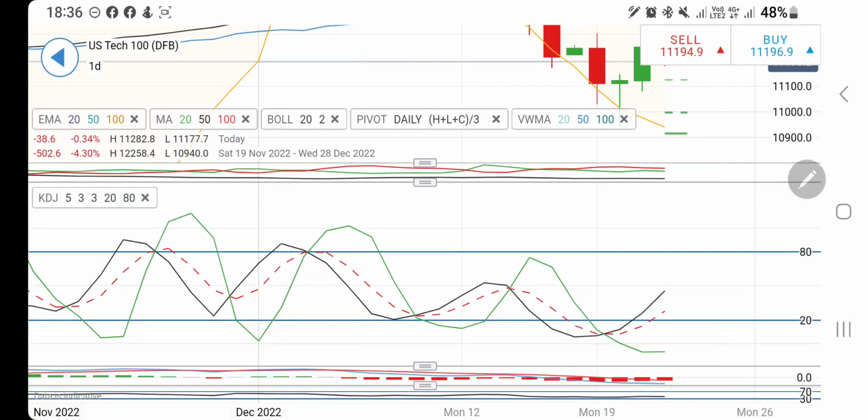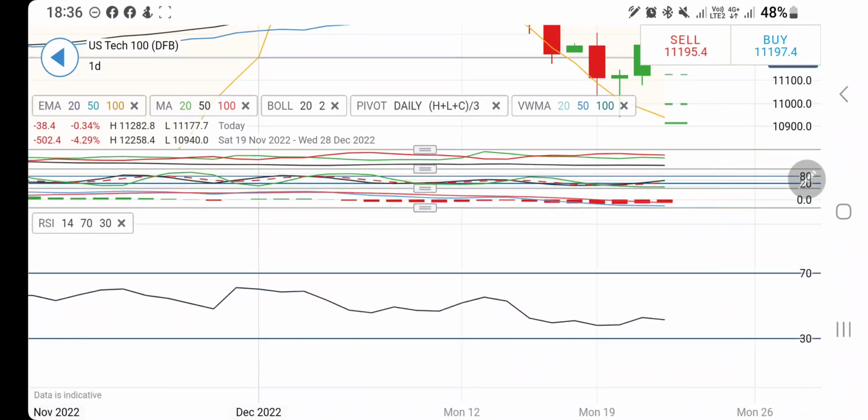Directional movement is bearish. Stochastic was oversold, now looking upwards. The MACD is bearish, trying to converge a bit.